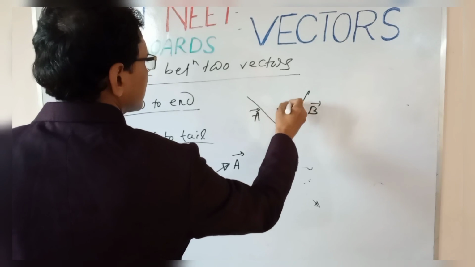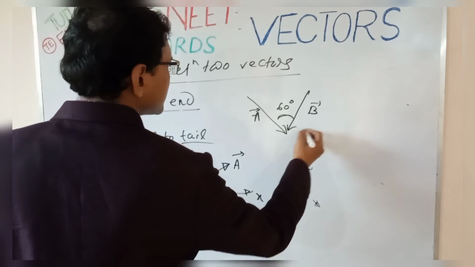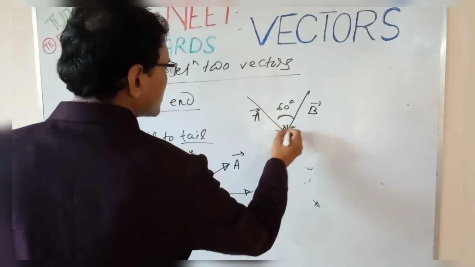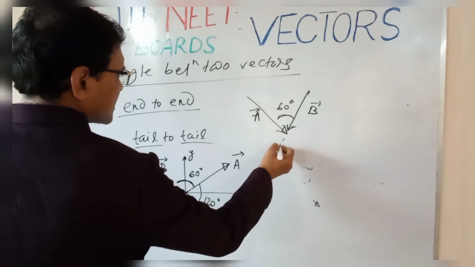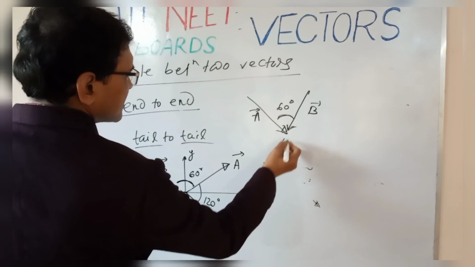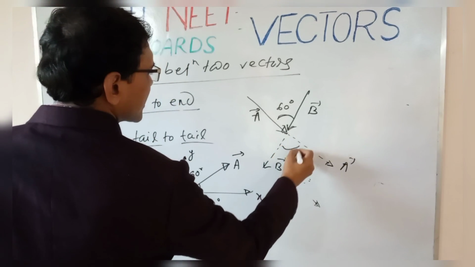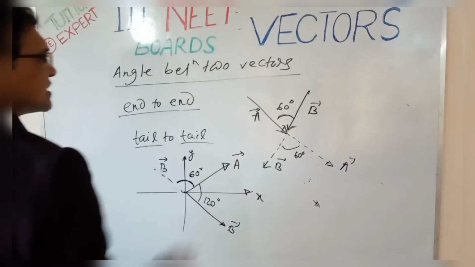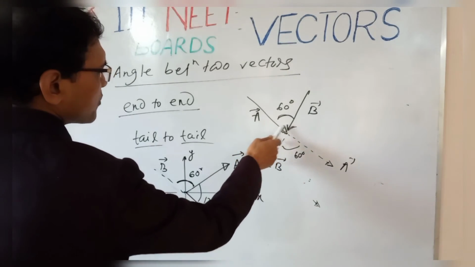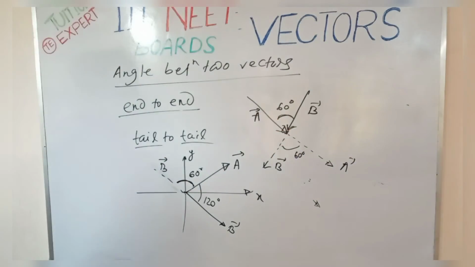This is 60 degrees. Now what is the angle between a and b? Here we can say that the angle between a and b is 60 degrees because the two terminal points will be the same. And if we extend this vector, suppose this is b and this is a, here also the angle is 60 degrees because of vertically opposite angles. So we can say that the angle between a and b is 60 degrees because here the terminal points of the two vectors are the same.